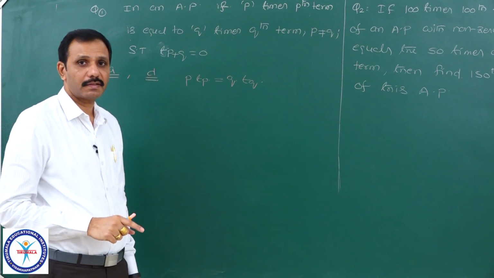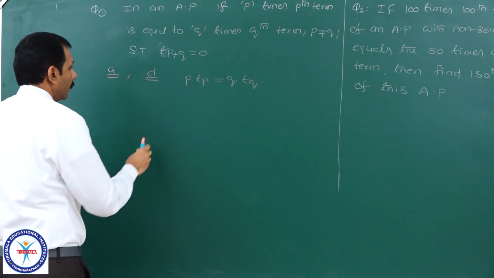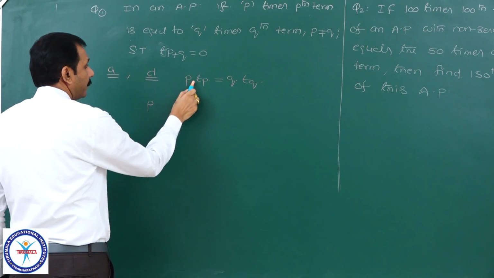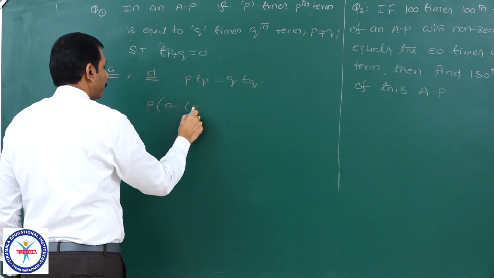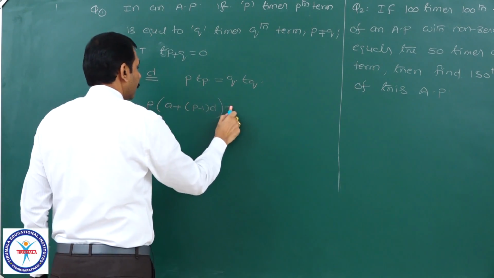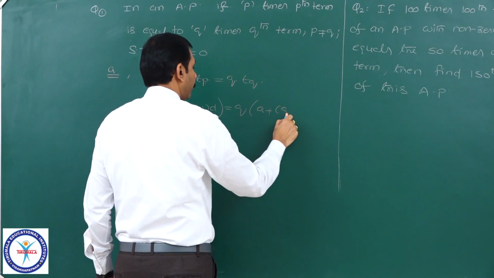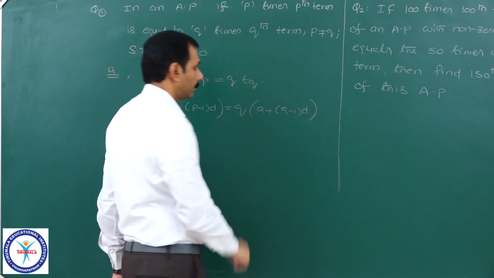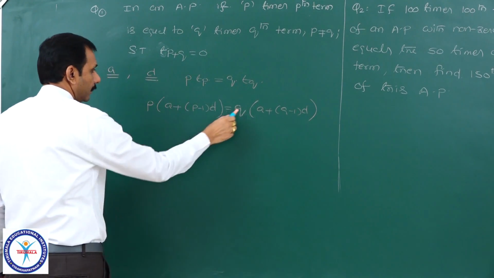Otherwise, you cannot solve it. That we will see. Therefore, p times Tp, that is pth term, what can I write? a plus p minus 1 into d equal to q times Tq, that is a plus q minus 1 into d. So, now I will bring these terms this side.